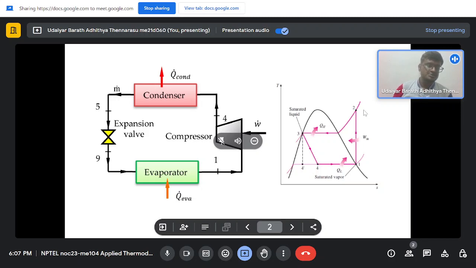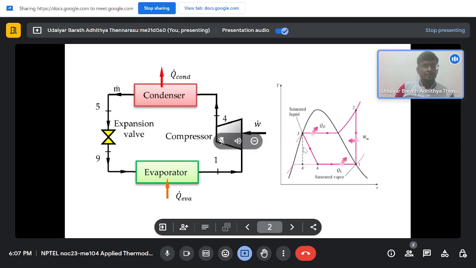So your compression takes place in a single phase region. The other modification which you do is you cannot expand it in a two-phase region. If you expand it in two-phase region, initially there is a liquid and then it will flash out into vapor. So it will have difficulties in expansion.